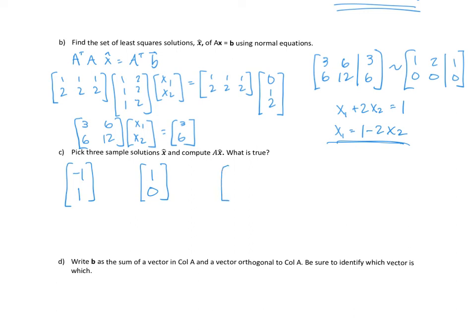And one more, let's pick x2 to be negative 1. So 1 minus 2 times negative 1 is 1 plus 2 is 3. And then it says compute A times x hat for each of these. So A was 1, 1, 1, 2, 2, 2 times negative 1, 1. All right, so I have negative 1 plus 2 is 1, 1, 1.